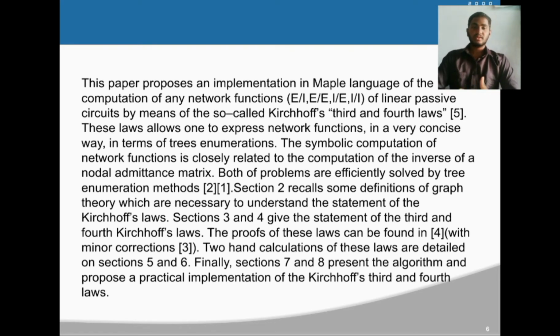Section 2 recalls some definitions of graph theory which are necessary to understand the statement of the Kirchhoff laws. Sections 3 and 4 give the statement of the third and the fourth Kirchhoff's laws. The proofs of these laws can be found in 4, with minor corrections in 3. Hand calculations of these laws are detailed in sections 5 and 6. Finally, sections 7 and 8 present the algorithm and propose a practical implementation of Kirchhoff's third and fourth laws.